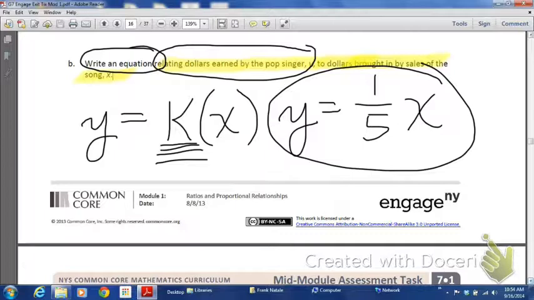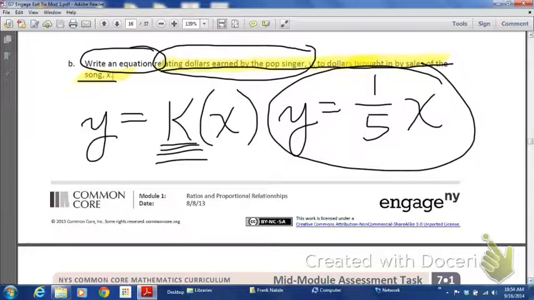Okay, so yeah, y equals k times x. That is the equation that relates dollars earned by the pop singer to dollars earned by the song and the sales of the song. Okay. So that is that answer right there. Had to be an equation.